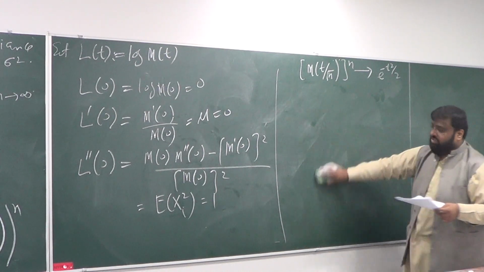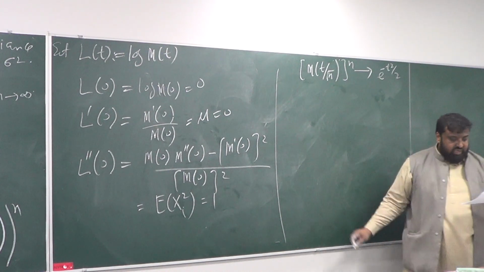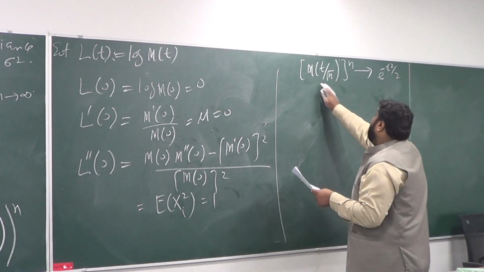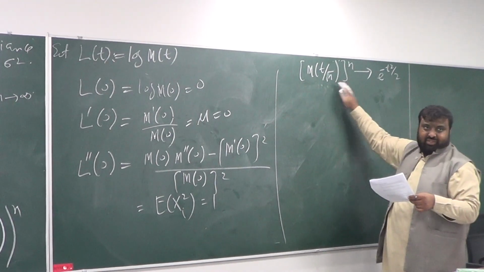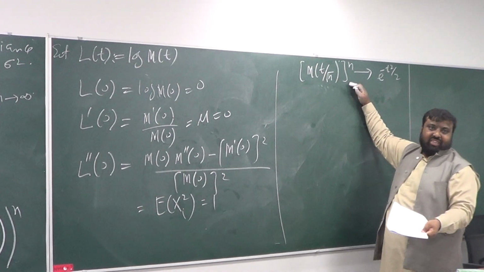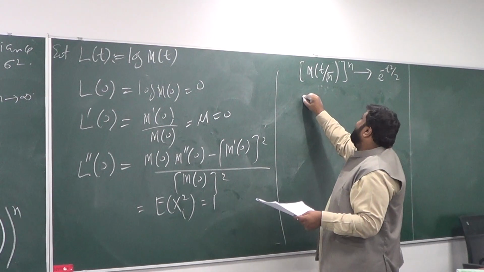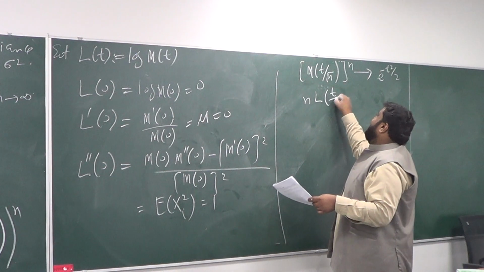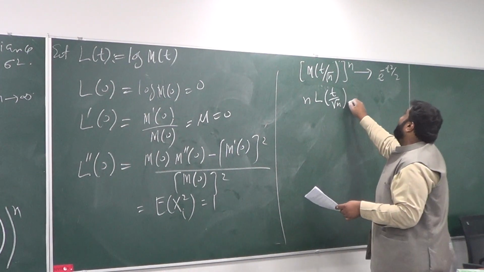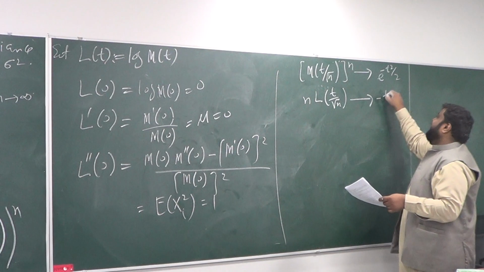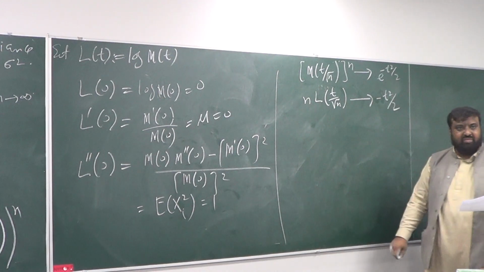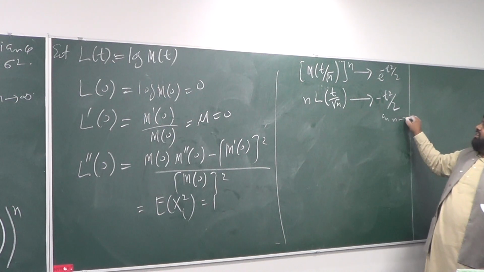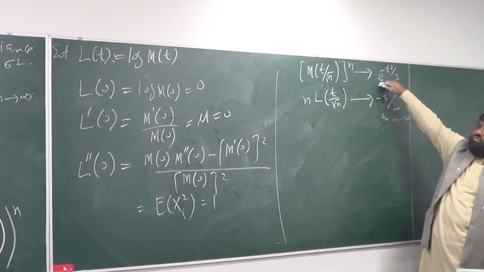So this is what I would like to show. To show this, it is sufficient to take the log on both sides of this convergence. That's what I would like to show. If I take log on both sides, it's the same as showing L of t over square root of n converging to minus t square by 2, as n goes to infinity. If I can show this, this follows it.